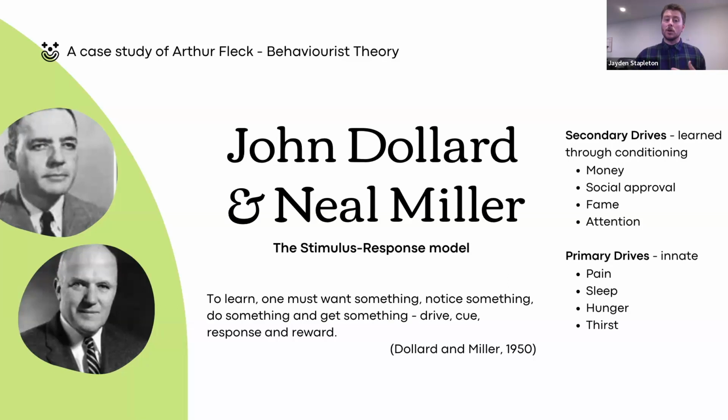And then additionally, secondary drives such as money or social acceptance are developed to meet their associated primary drives. They propose that to learn, one must want something, notice something, do something, and get something, terming these factors as drive, cue, response, and reward, respectively. The stimulus response model could address the limitation I pointed out previously. Arthur withdraws in the bus scenario because in that instance, he needed to satiate the primary drive of feeling safe. While at work as a clown, he's socially gregarious. But this is his job, and he's working to obtain the secondary drive of money, which would allow him to address his primary drive of hunger.